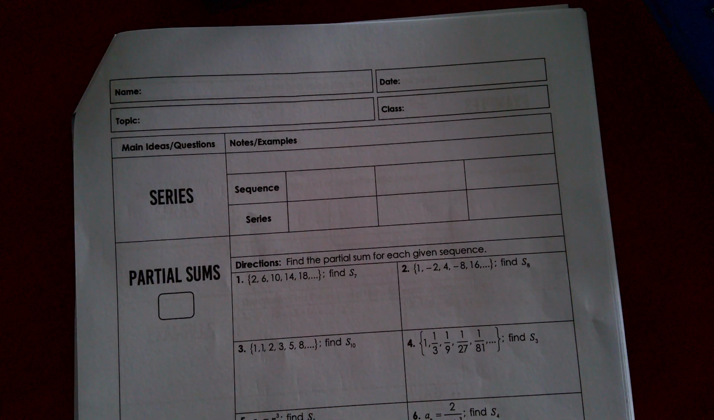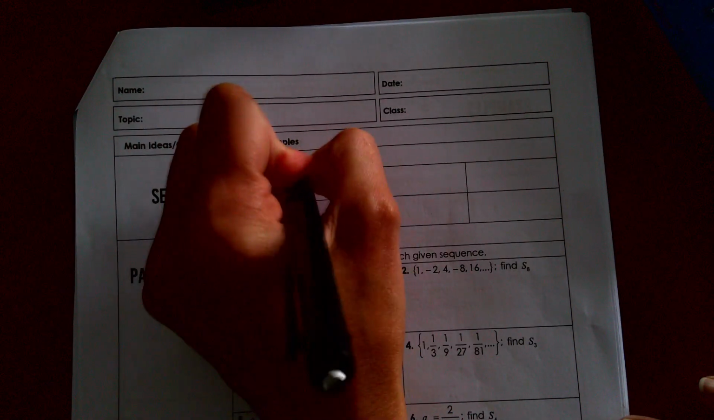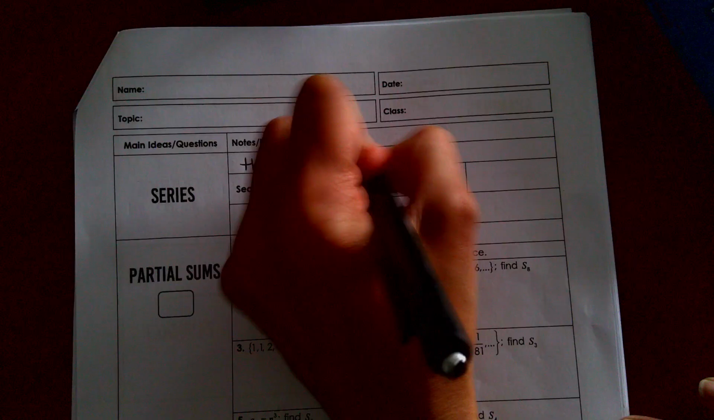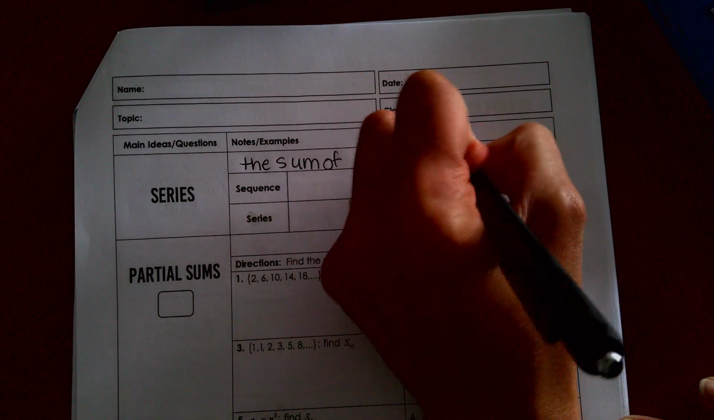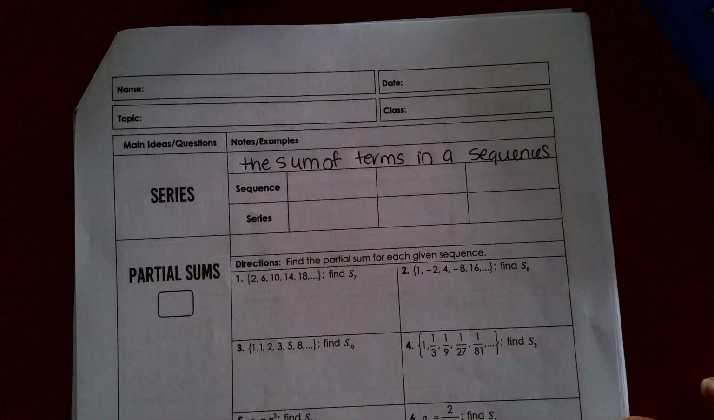Okay, so we're going to look at series real quick. And so all that work that you've done for learning sequences, we're going to apply it here with the series. The difference between a sequence and a series is that a series is the sum of terms in a sequence. And we know that sum means adding. So we're going to add up all of the terms in a sequence.